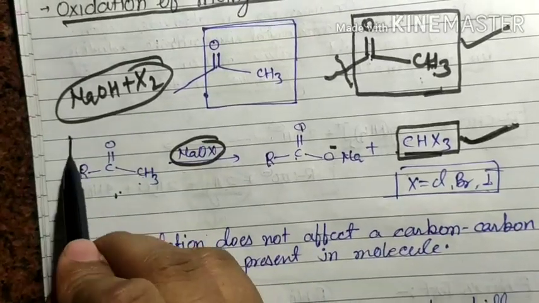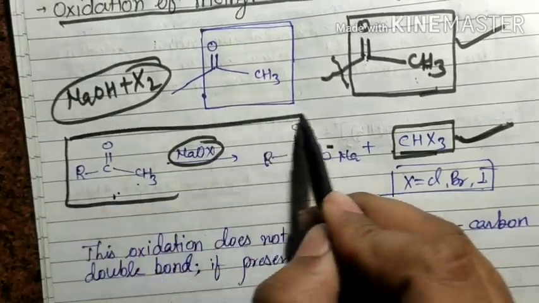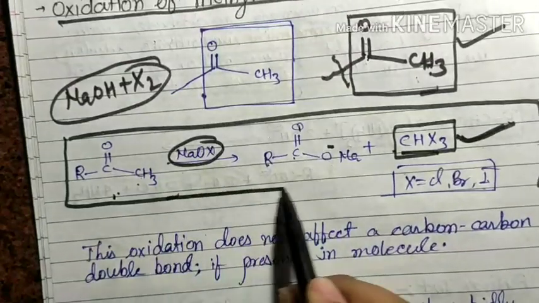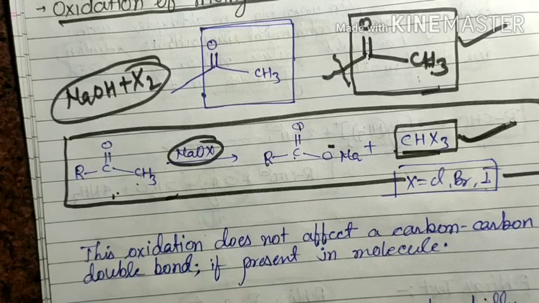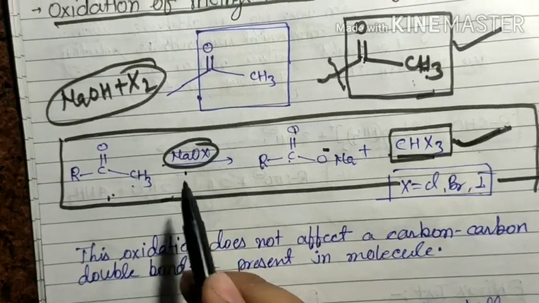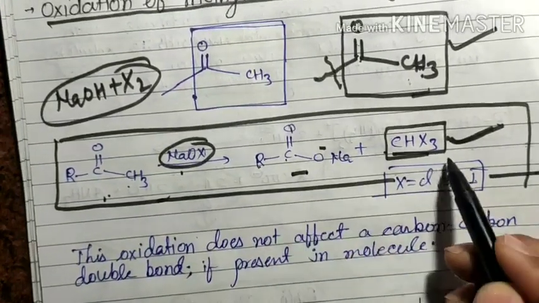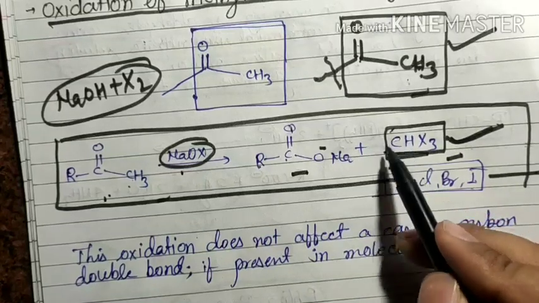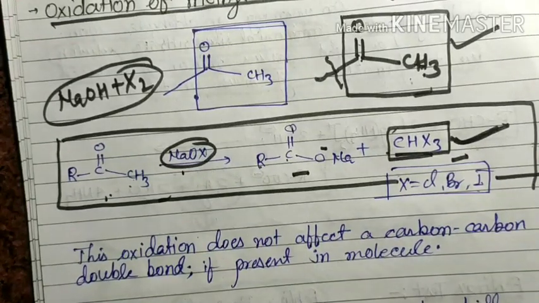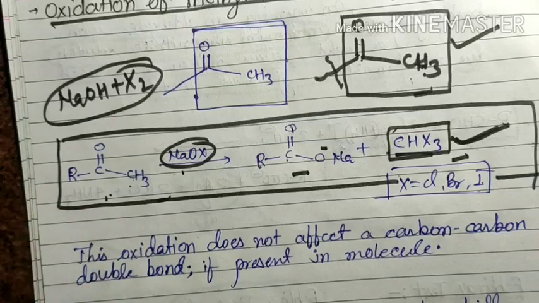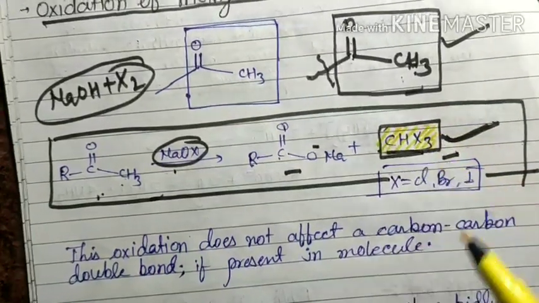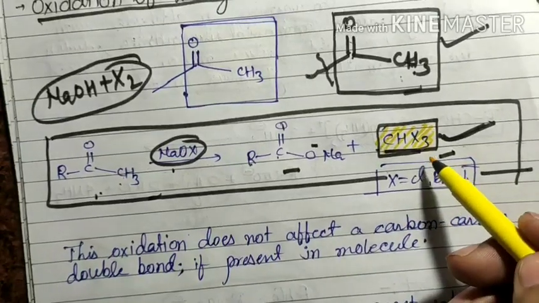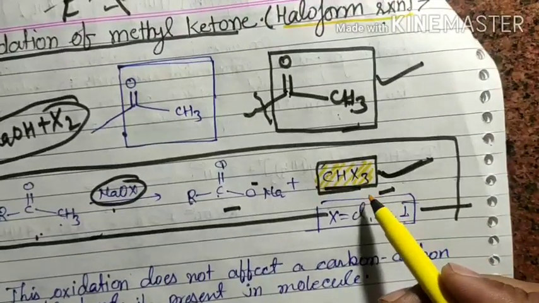haloform reaction. If anyone asks what the haloform reaction is, it is the reaction of ketone or methyl ketone with sodium hypohalite to give the salt of a carboxylic acid and haloform. This is the formation of haloform. If you define the halogen atom, then you may say it is bromoform, chloroform or iodoform. Here the halogen is not defined, so it is normally called haloform.